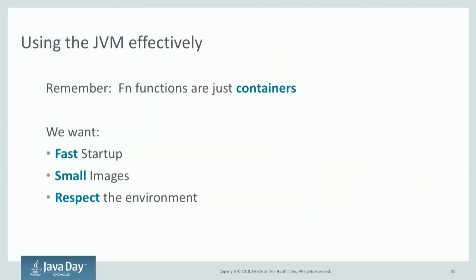What we want is fast startup, smaller images, and we want to respect the container environment that we find ourselves in. Remember I said a container is just a sandbox. Some privileges that you would have running on the host are not available to you, and some things like memory limits are presented to you differently. So it's not just the total amount of memory that you can see that's available to you if you're running in a container, for example. Let's look at some techniques for achieving these three things.